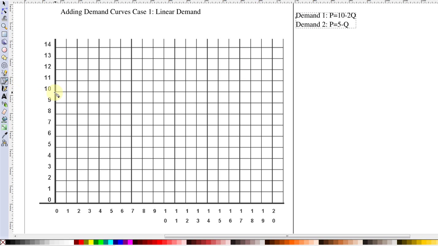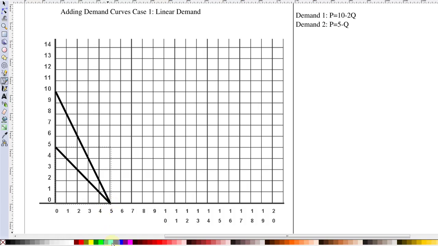The y-intercept is 10 on the P axis, and it goes down with a slope of minus 2, so it's going to intersect the q-axis at 5. And then the second demand curve, say for a different segment of the economy, is P equals 5 minus Q for the inverse demand. So let's graph that. The y-intercept will be at 5, and it will go down at a slope of minus 1, and so it will also hit the q-axis at 5.